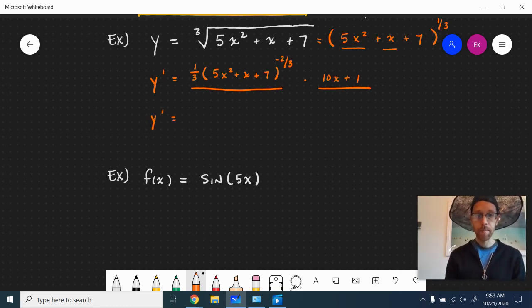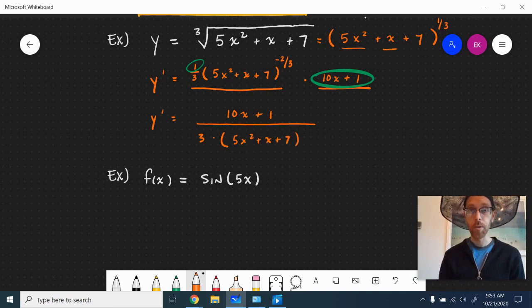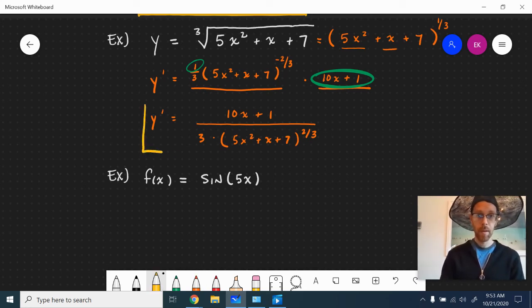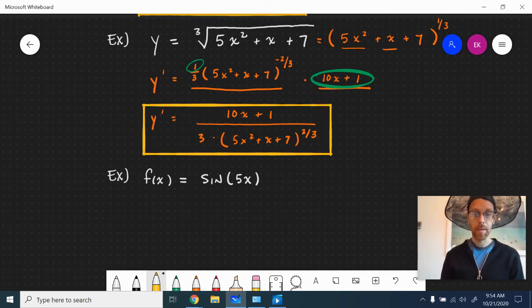Final answer for this one. In the numerator, we have this 1 right here and this 10x plus 1. So that would give us just 10x plus 1. In the denominator, we have a 3 multiplied by 5x squared plus x plus 7, all to the 2/3 power. And there is your final answer.